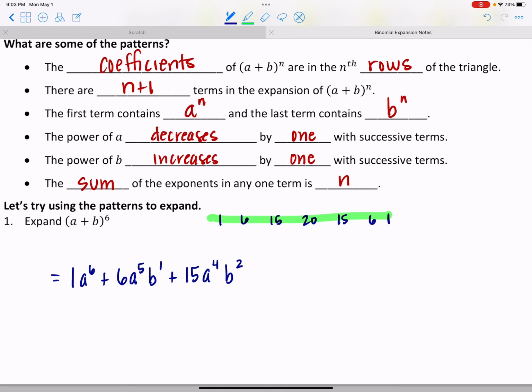So we're going to see a decreasing and b increasing. And then we're going to have 20 here with a to the 3rd and b to the 3rd. And then we're going to have our 15 again, this time with a to the 2nd and b to the 4th. And then we're going to have our 6 again with a to the 1st and b to the 5th. And then finally 1 b to the 6th.